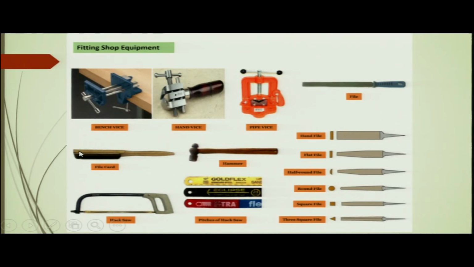mounted. Since it is on the wood, it can be removed, and another type of file card can be mounted here. This is the hacksaw. This entire thing is the handle, and this is the saw, which is mounted between these two with the screws. This can be removed, and if the saw is broken or worn out, another saw can be mounted here. These are the hacksaws.